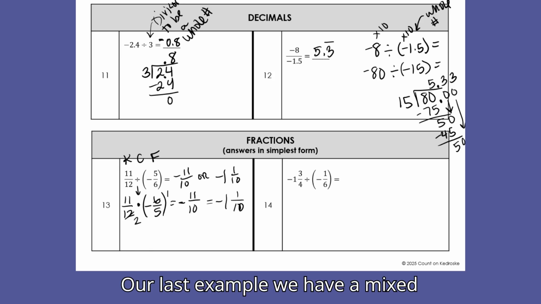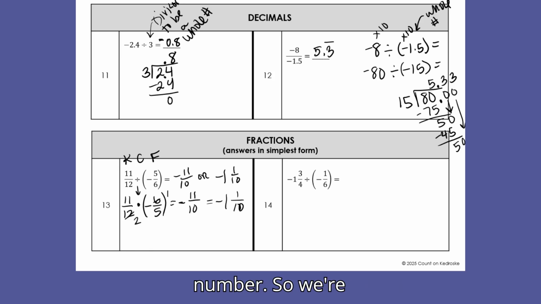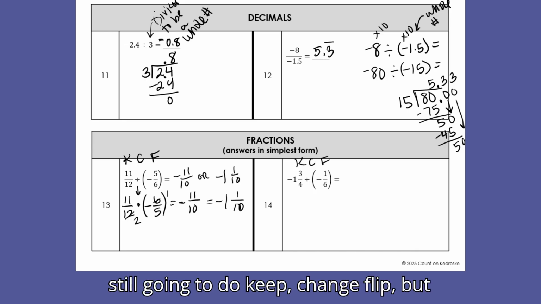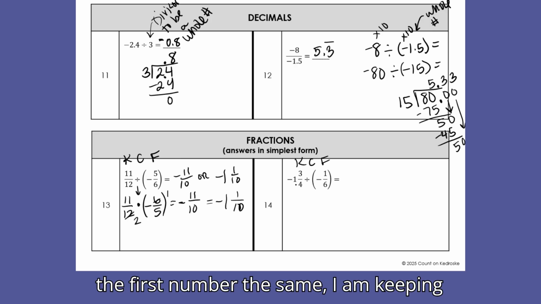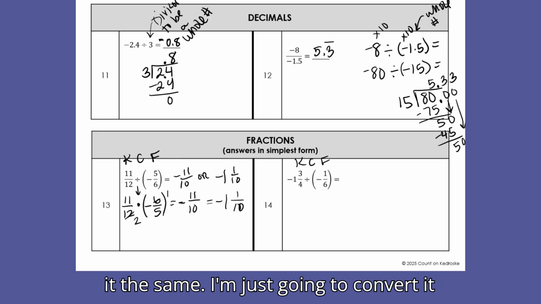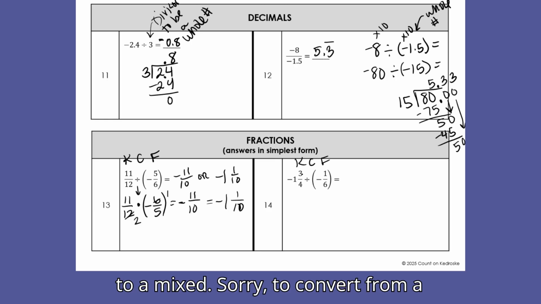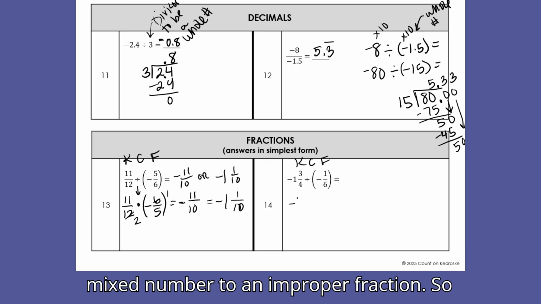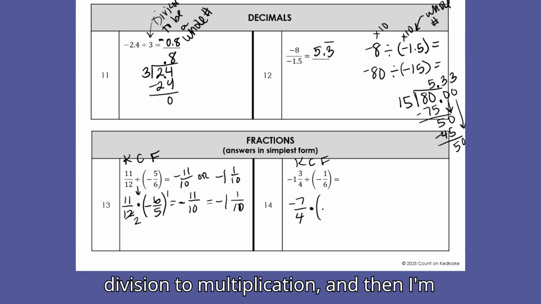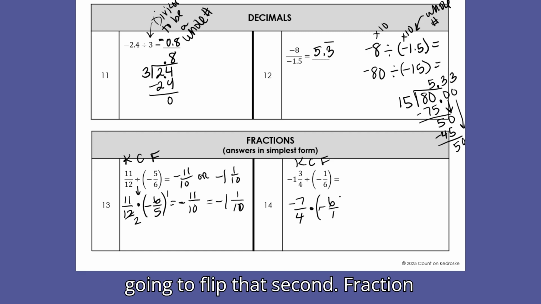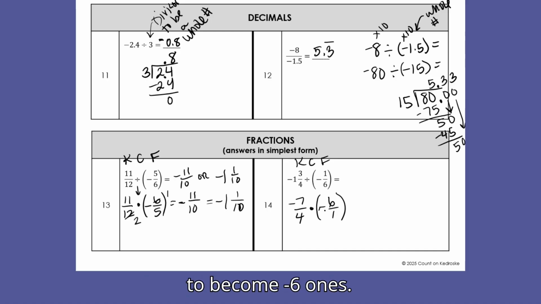Our last example, we have a mixed number. So we're still going to do keep, change, flip, but even though it says keep the first number the same, I am keeping it the same, I'm just going to convert it from a mixed number to an improper fraction. So negative 1 3/4 becomes negative 7/4. Change division to multiplication, and then I'm going to flip that second fraction to become negative 6/1.